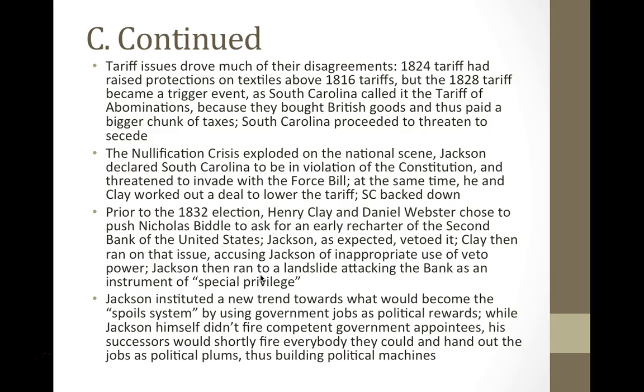Jackson runs and attacks the bank. He's very comfortable with that. He's pretty anti the bank, and he's able to win an overwhelming victory. He then uses his overwhelming victory to start the spoils system. We talked about this already as well, putting people in government jobs as political rewards.